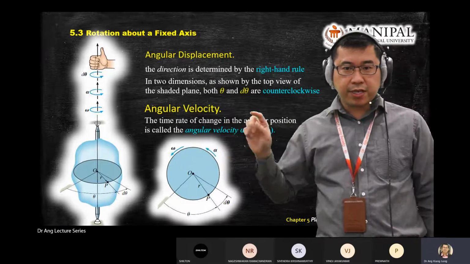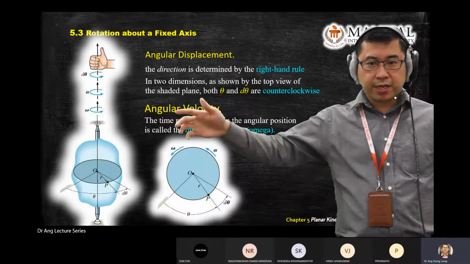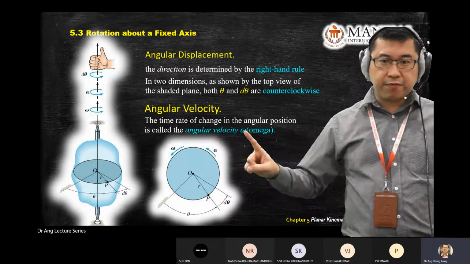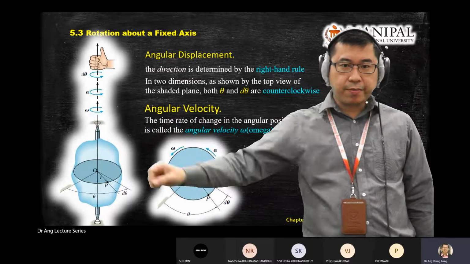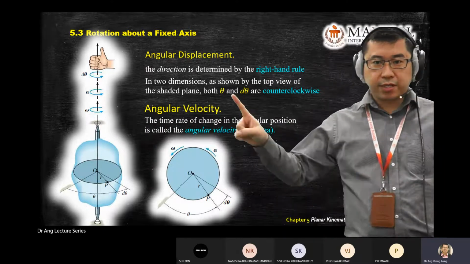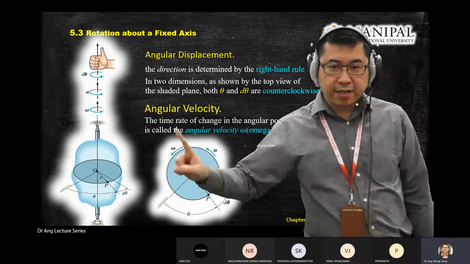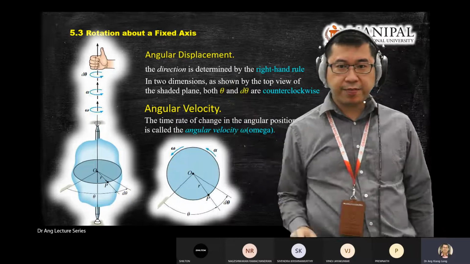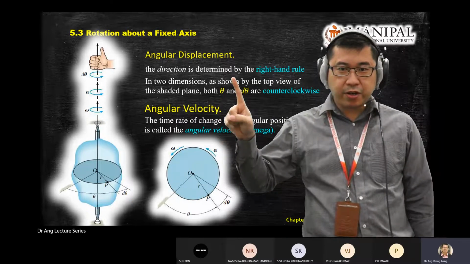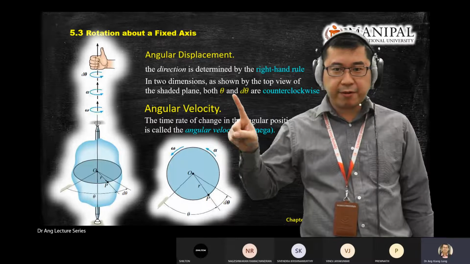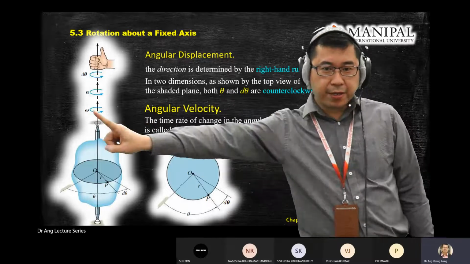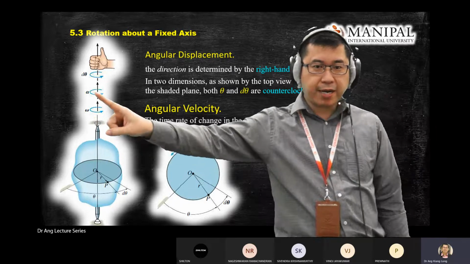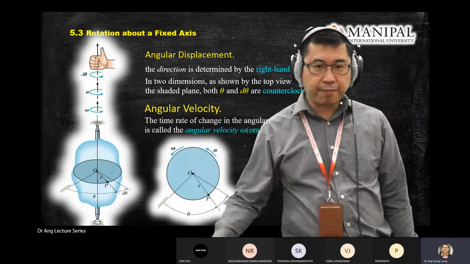Angular velocity is your omega. It gives omega, which is your theta. You use your displacement divided by time, theta naught, or theta divided by time, it becomes omega. So if you take your omega divided by time, it becomes angular acceleration. It becomes alpha.